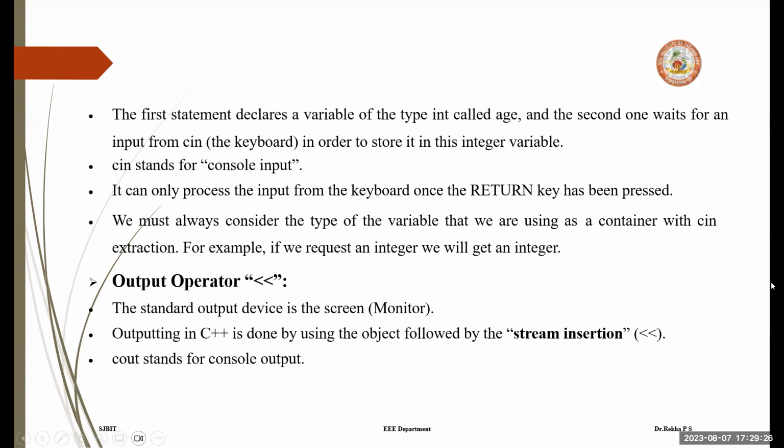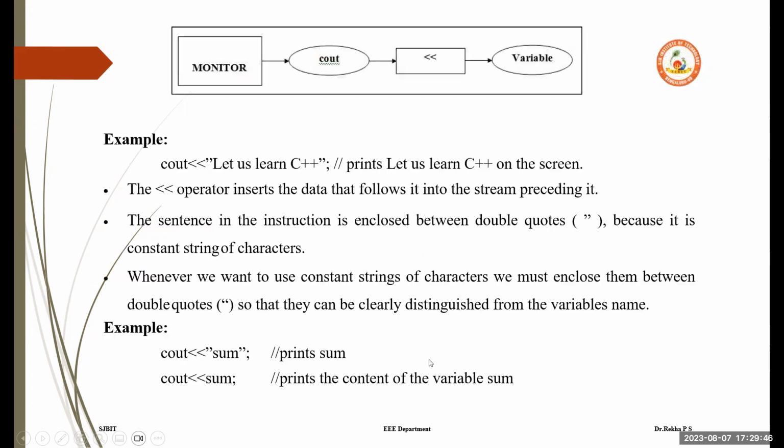Next, let us come to the output operator. The standard output device is the screen or monitor. Outputting in C++ is done by using the cout object followed by the stream insertion operator. This is the insertion operator. cout stands for console output. You can see here the monitor.